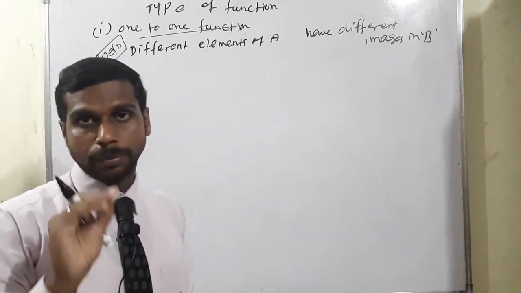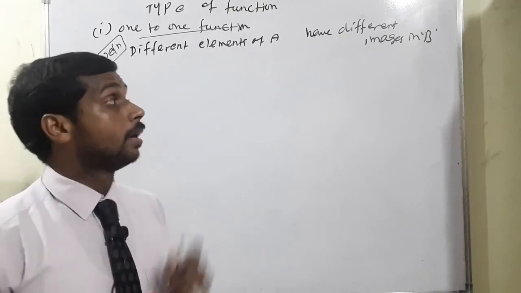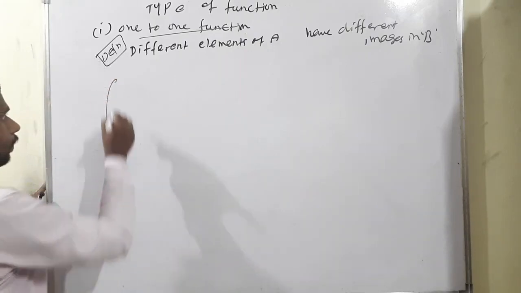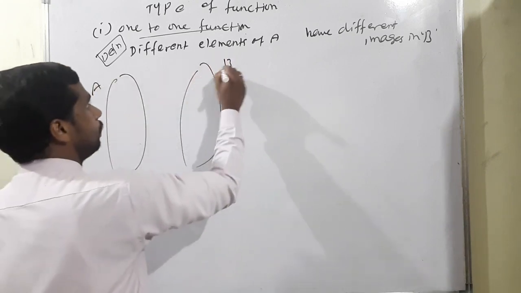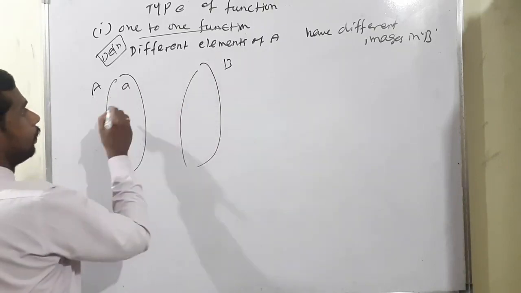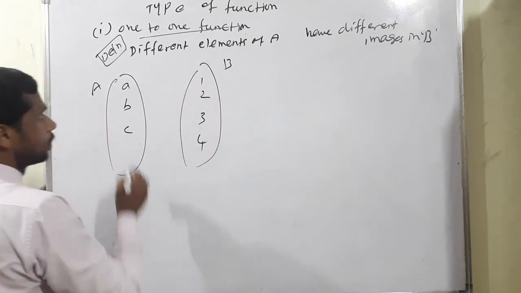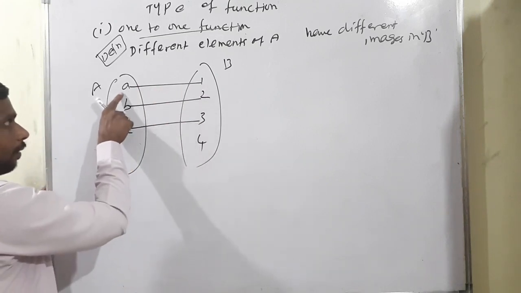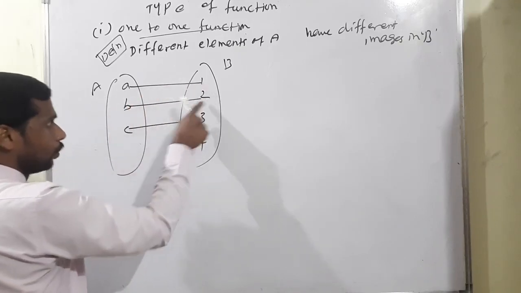Already you know the meaning of function: all elements of A are associated to some elements in B. But in a one-to-one function, different elements of A have different images. A is called the domain and B is called the codomain. Consider A, B, C and 1, 2, 3, 4. A is related to 1, B is related to 2, C is related to 3. Each and every element has only a single pair.